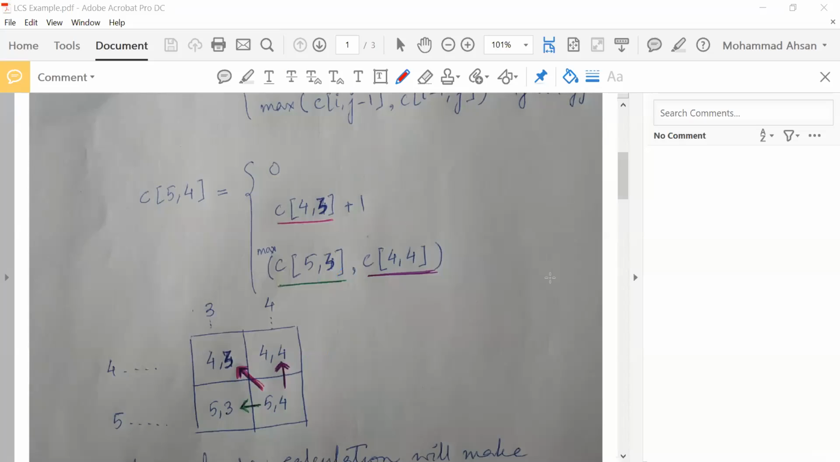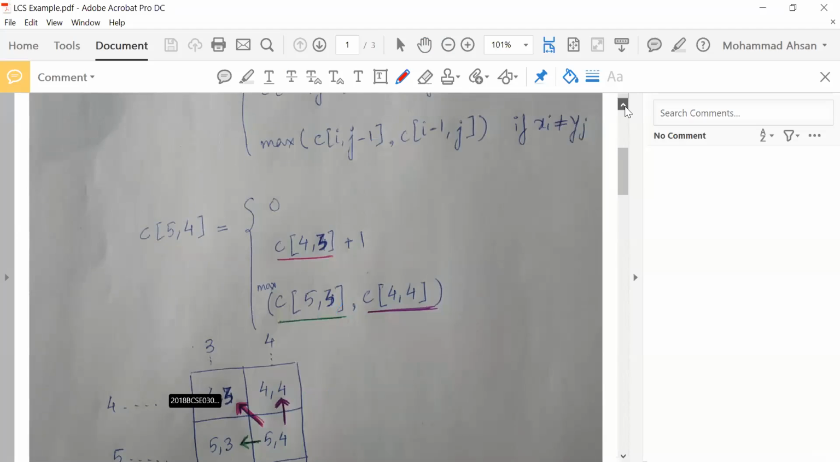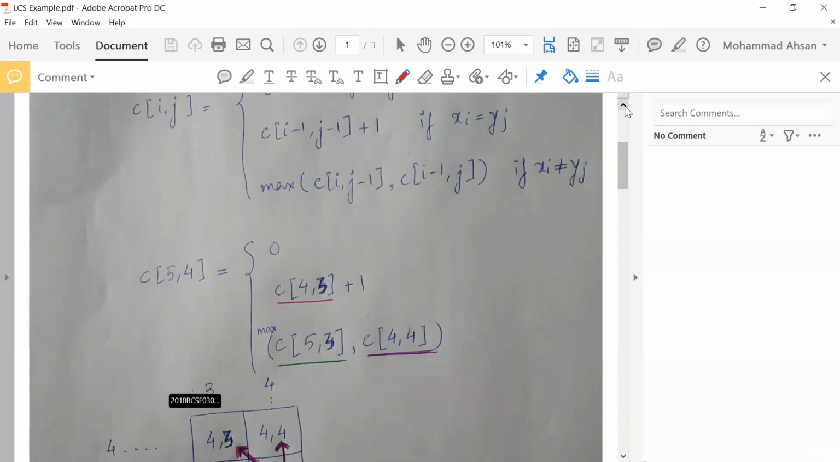Now the problem we are looking for is to find the longest common subsequence between x, which has length 5, and y, which has length 4. So C54 should have our answer. We are doing a dynamic programming problem. We will solve it in a bottom-up approach, but I'm just writing it in the top-to-bottom approach, like how we usually write recursive problems. It is written top to bottom, but we do the calculation in the reverse order.